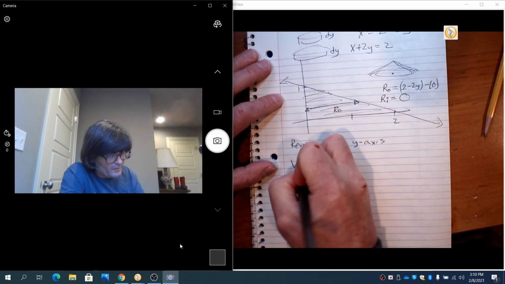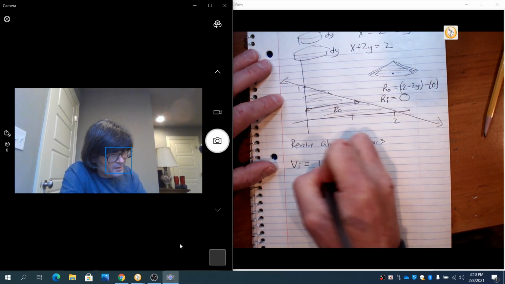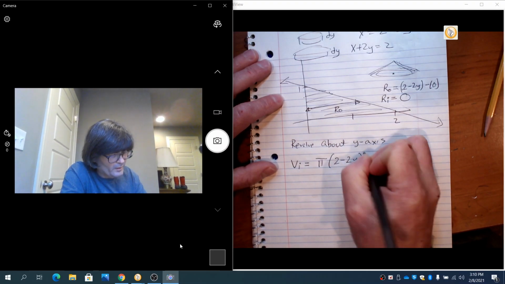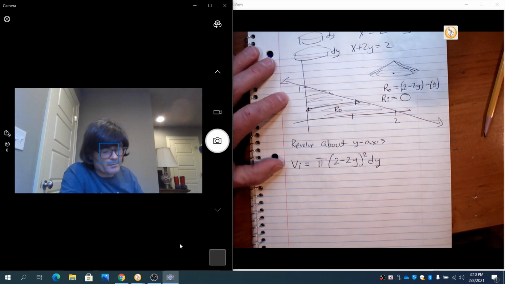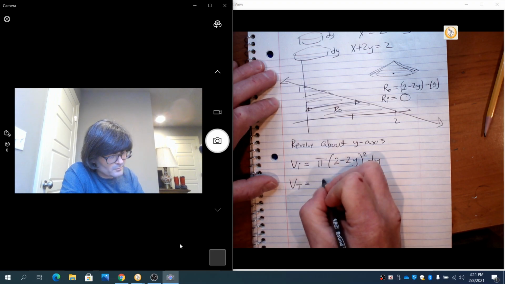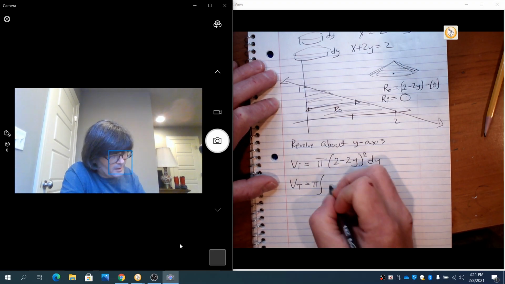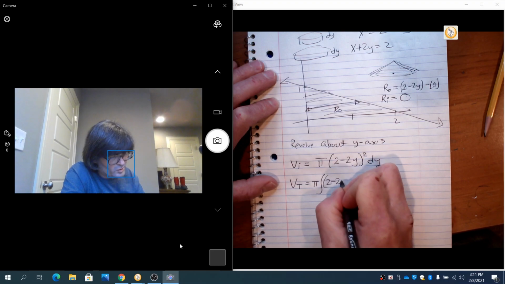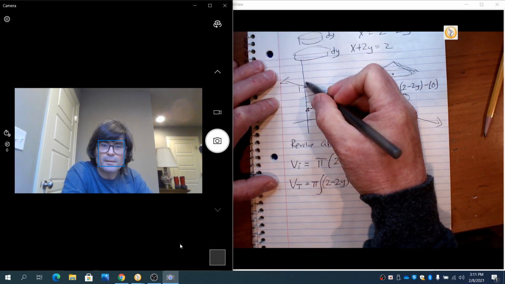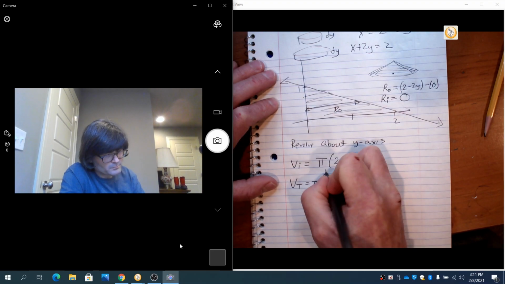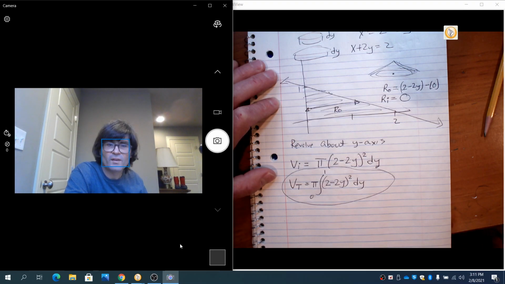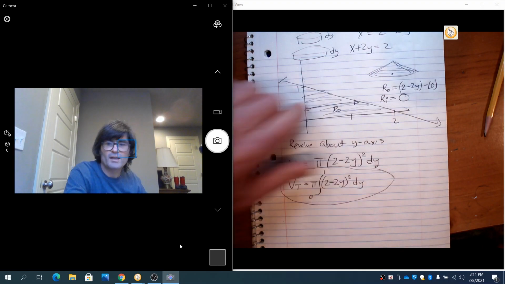So my volume of a single disk, V_i, is pi times (2 minus 2y) squared dy. And my total volume is going to be the integral of pi times (2 minus 2y) squared dy. And on the y-axis, we do this from 0 to 1. So that would be my final volume for that figure, this cone-type shape.